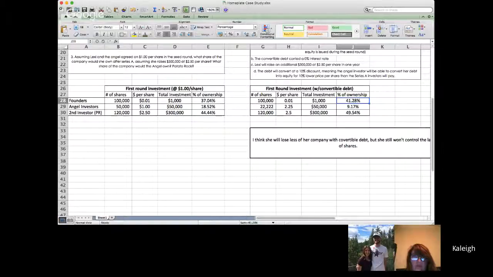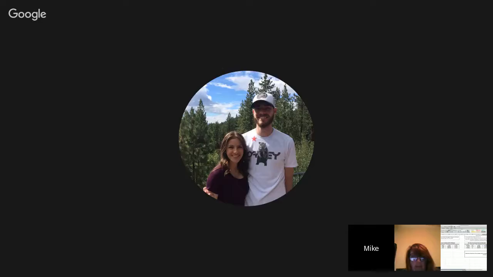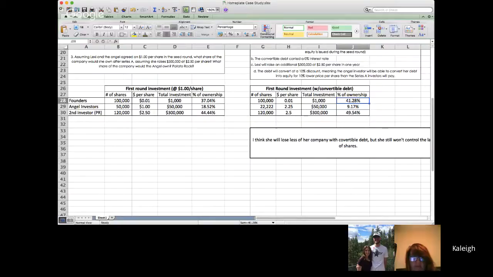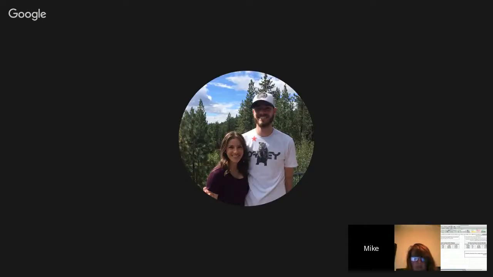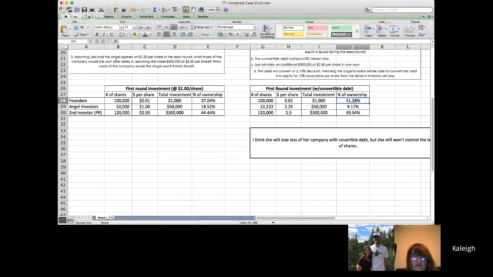So do we all think convertible debt is the best? Yeah. Sorry, go. It's best of the options she has. In my mind, it's not the best option because she gives up controlling interest. But yeah, that's how I feel. I feel like it's just scary either way. But she'll lose less of the company. Yeah. If that's her only option, then obviously that's the best one. But yeah, I think it's just scary.